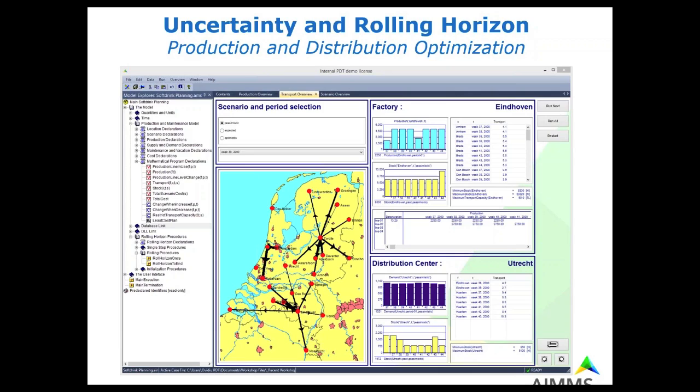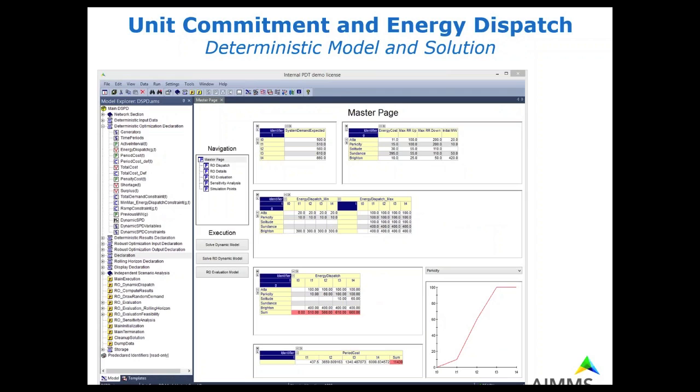Such an approach, where an optimization model with uncertain data is combined with rolling horizon, can also be used for a problem like unit commitment and energy dispatch. Typically here, we also have to deal with a number of time periods, and we have a number of power plants that have to dispatch energy in each time period according to some demands. This is a simple example that we illustrate here.